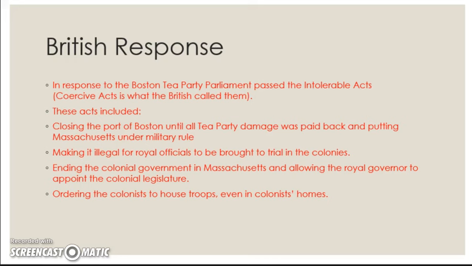They made it illegal to try any royal officials in the colonies. They're going to take over the Massachusetts legislature, not allowing them to have self-government anymore, and put in a new royal governor. And on top of that, they're going to allow military troops to actually live in people's homes. So they're kind of taking over people's houses if they're not cooperative with the British military.